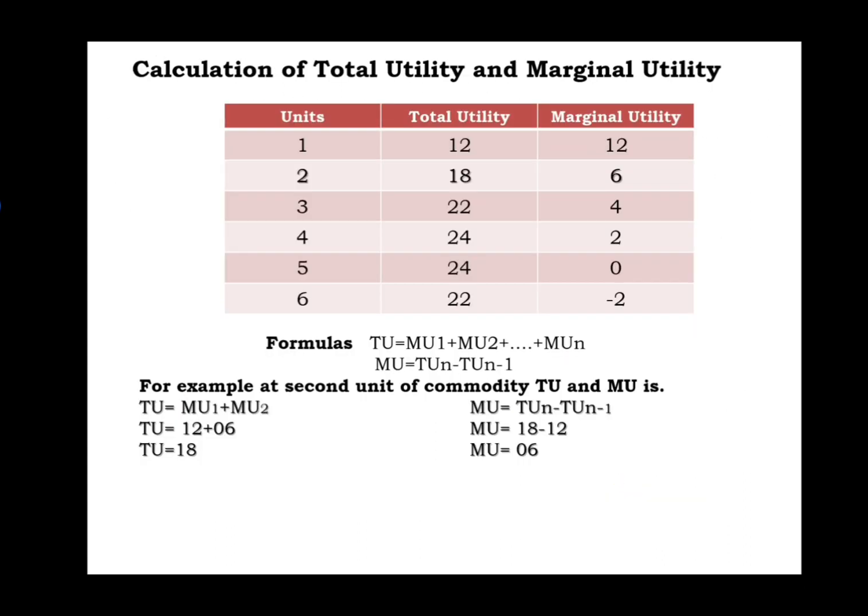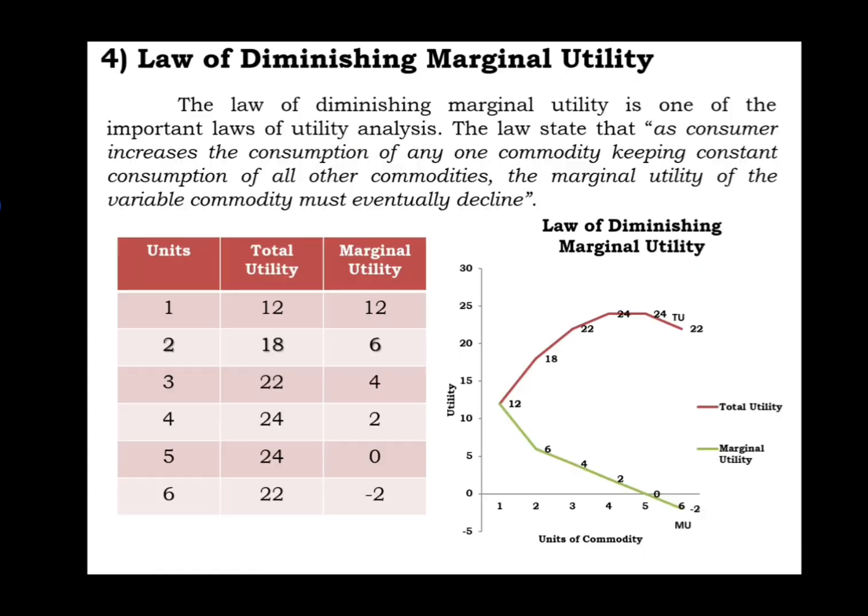Thereafter, we saw how to calculate total utility and marginal utility. To make you understand, I took the second unit. This means how we can calculate the total and marginal utility at the second unit. Hope you have understood the concept. With the help of the equations, we can easily calculate total utility and marginal utility.